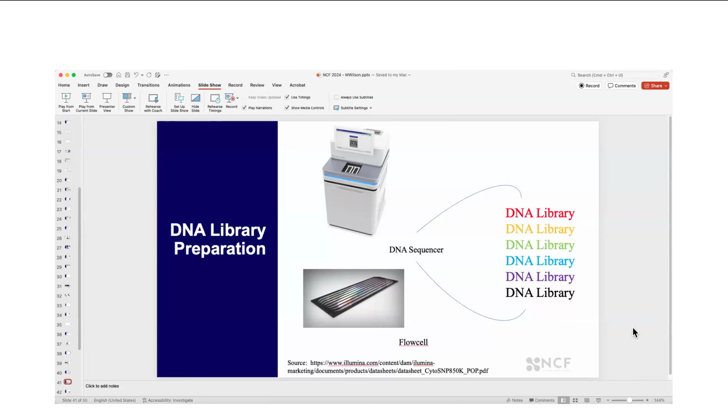So DNA library prep, very important. That's where kind of the rubber meets the road. You've got this extract, it may be highly degraded. What can you do with it? Well, you make the best library that you can, and then take that library and sequence the library.